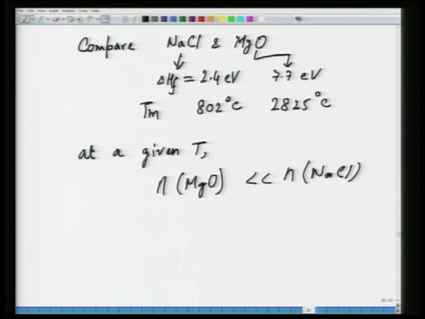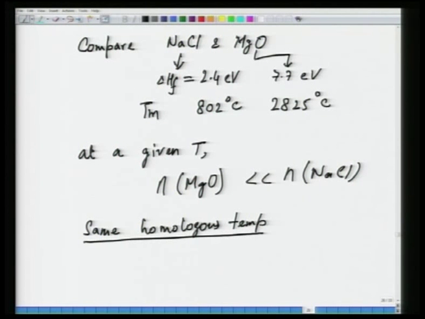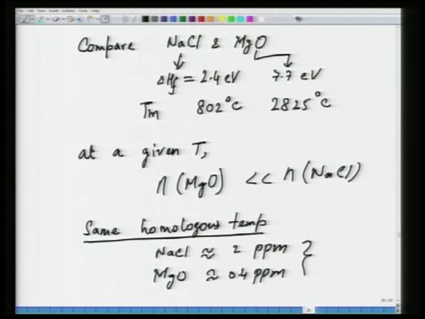However, if you scale it to the same homologous temperature, then defect concentrations can be almost comparable. So, at the same homologous temperature, of course below the melting point of NaCl, you can find that NaCl will have roughly 2 ppm defects and MgO will have approximately 0.4 ppm. So, they are more comparable when you talk about the same homologous temperature, but the point here is the effect of bond energies and the temperature. And however, these defects are intrinsic defects.